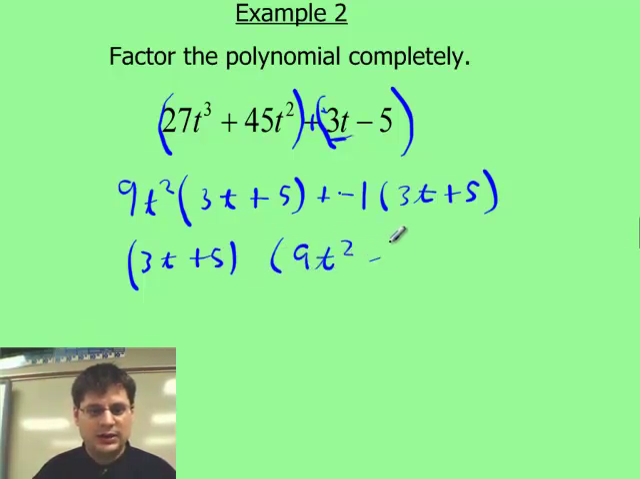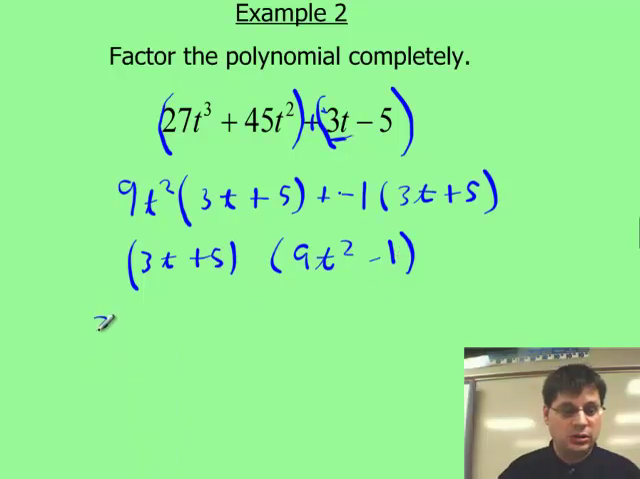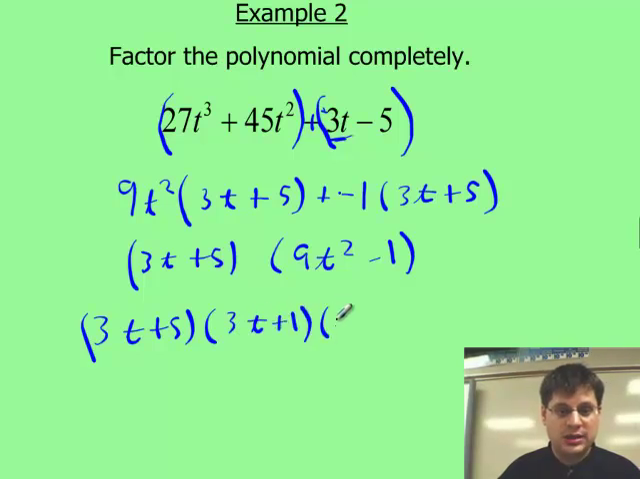9t squared minus 1. Now be careful, we're not done. We haven't factored this completely. There's nothing we can do with this first binomial, but look at the second binomial. That's a special product right there. That's a difference of squares. Our first term is a perfect square, our second term is a perfect square, and there's a subtraction sign. So I'm going to rewrite this as 3t plus 5 times 3t plus 1 times 3t minus 1. Now it is completely factored.